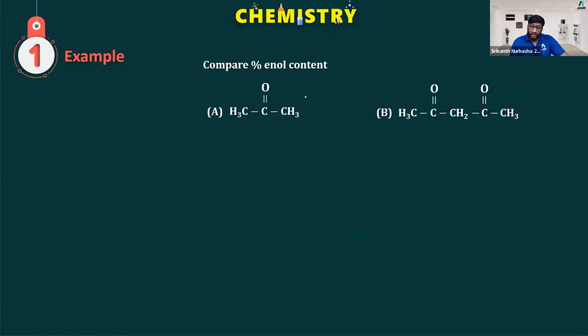Compare the percentage of enol content: CH3 C double bond O CH3, and CH3 C double bond O CH2 C double bond O CH3. So write the respective anions. In the first case, what is the anion you are getting? You will be getting CH3 C double bond O CH2 minus. In the second case, what type of anion will you be getting? CH3, C double bond O, CH minus, C double bond O, CH3.